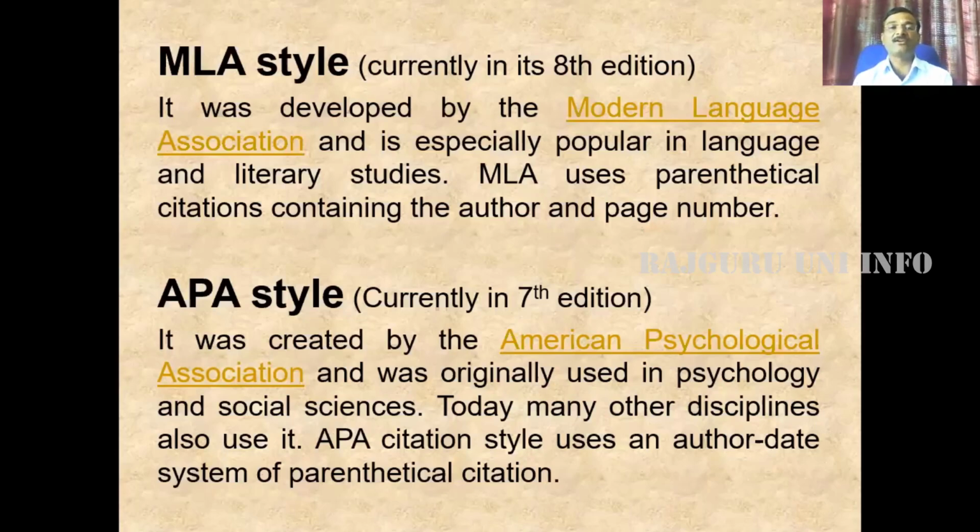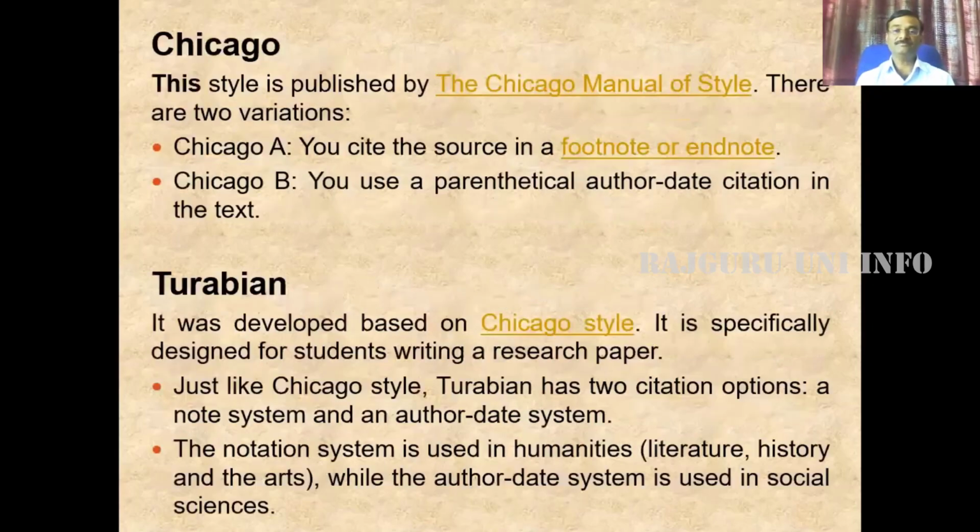Another important style of citation is APA style, which is currently in the 7th edition, which was created by the American Psychological Association and was originally used in the psychology and social sciences. Today, many other disciplines are also using this American Psychological Association citation, and this citation style uses an author, date, system of parenthetical citation.